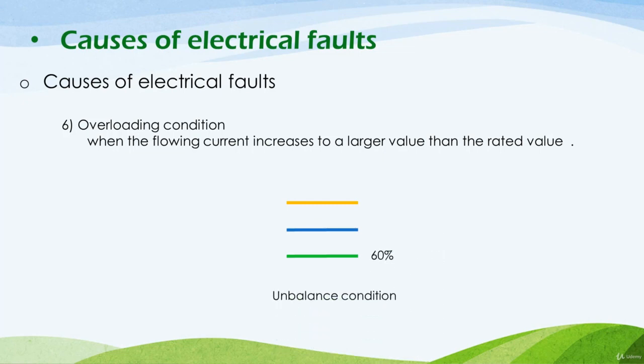So the green phase power has decreased to only 60%, so it carries 60% of its rated power, and the blue phase has a similar condition, as it now carries only 70% of its rated power. And the problem now is that the orange phase will carry the rest of the power, so it carries 100% plus 40% of the green phase plus 30% of the blue phase. So it now carries 170% in total, which is a very large power that the phase cannot withstand.